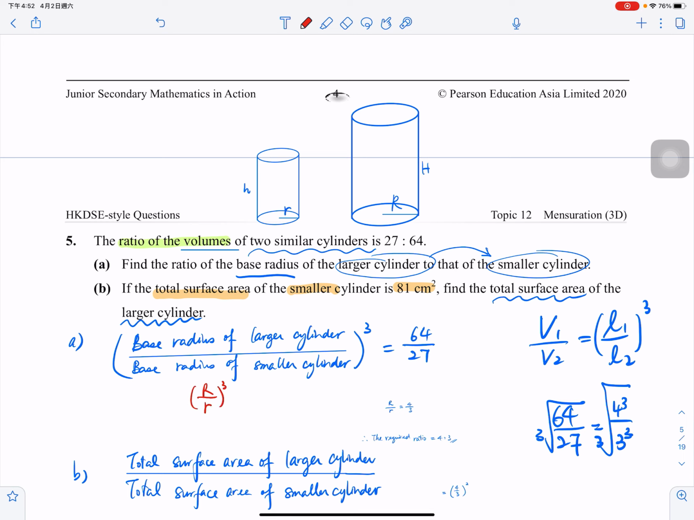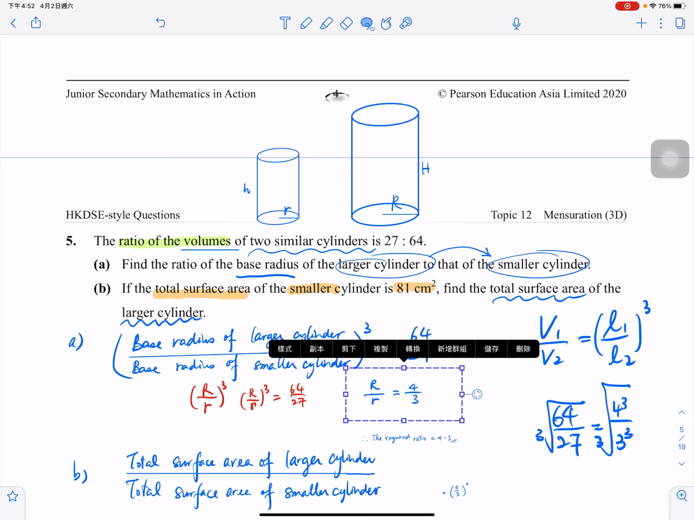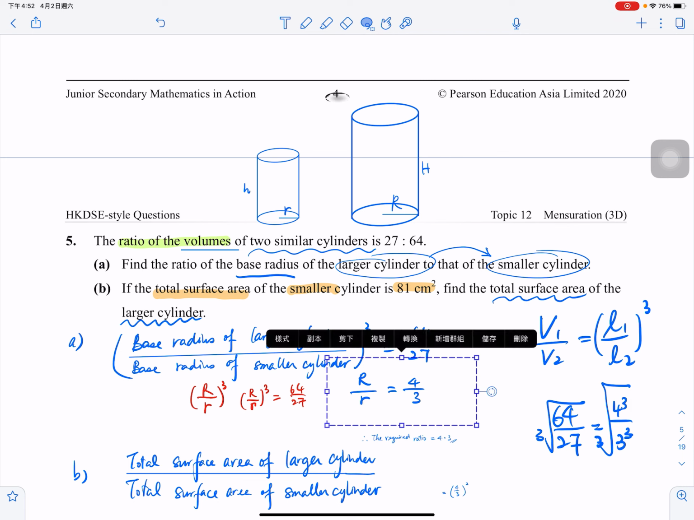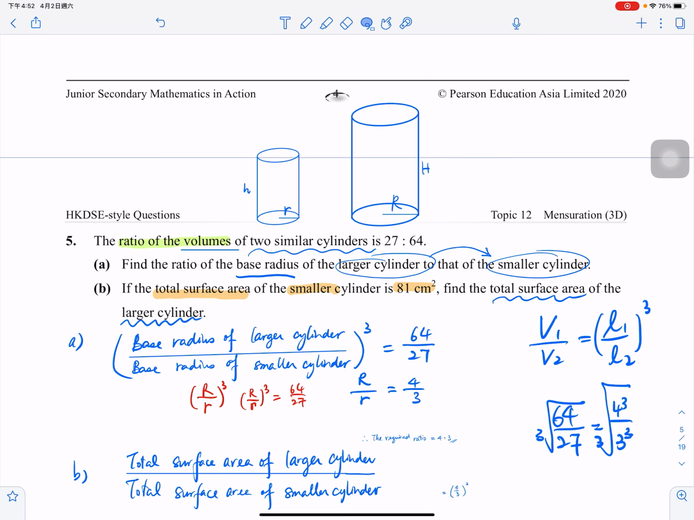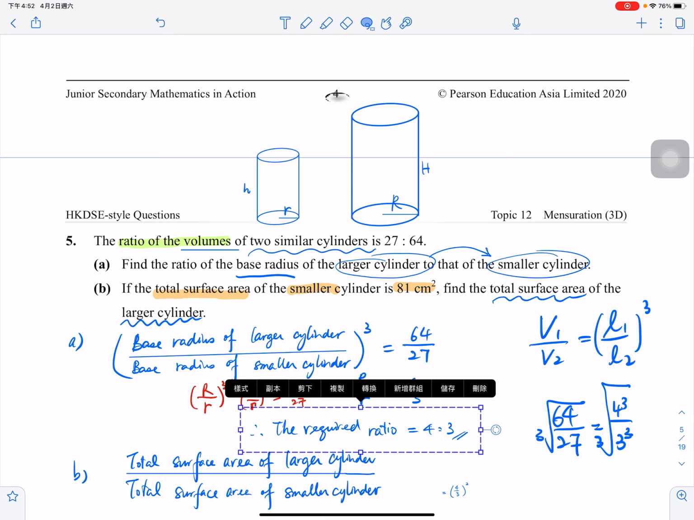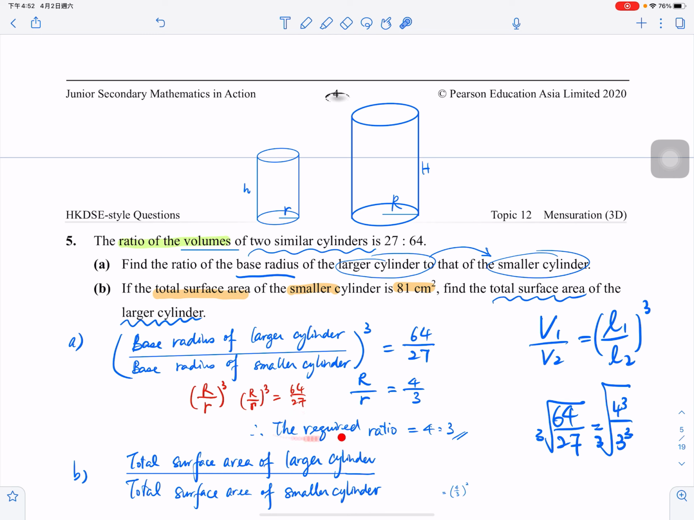Okay? That means this one, right? So at the end, maybe I choose this one at the side. At the end, you can find the ratio of big R to small r is 4 to 3. So remember, write down your answer. The required ratio is 4 to 3.